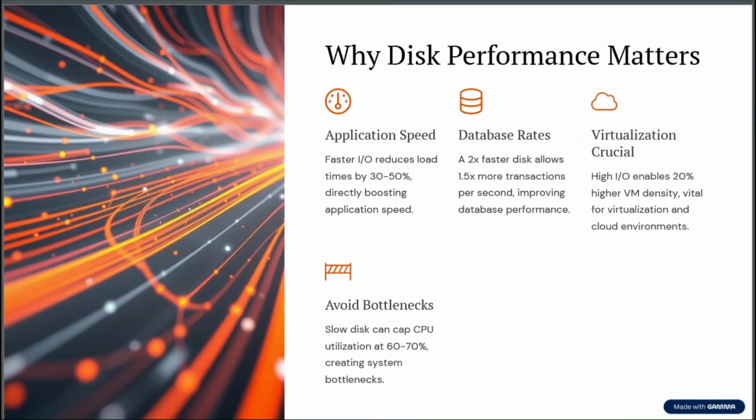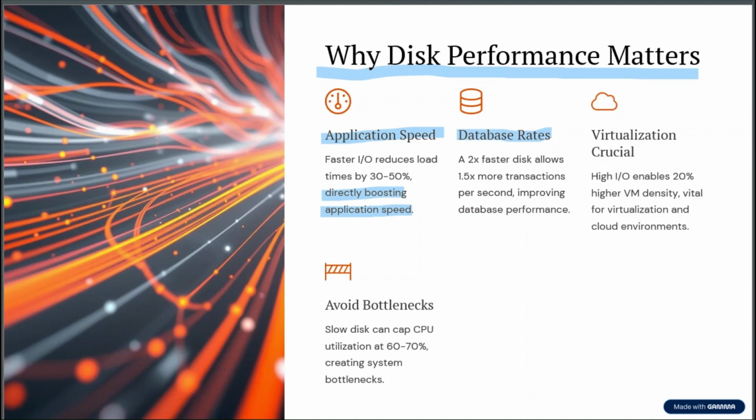Now once we understand what disk performance parameters are, let us understand why disk performance matters, why it is so important. First, application speed. A faster input output reduces load time by 30 to 50%, directly boosting the application speed. As we have already seen, input output operations per second lies within the disk performance parameters, and a faster input output can reduce the load time by 30 to 50%.